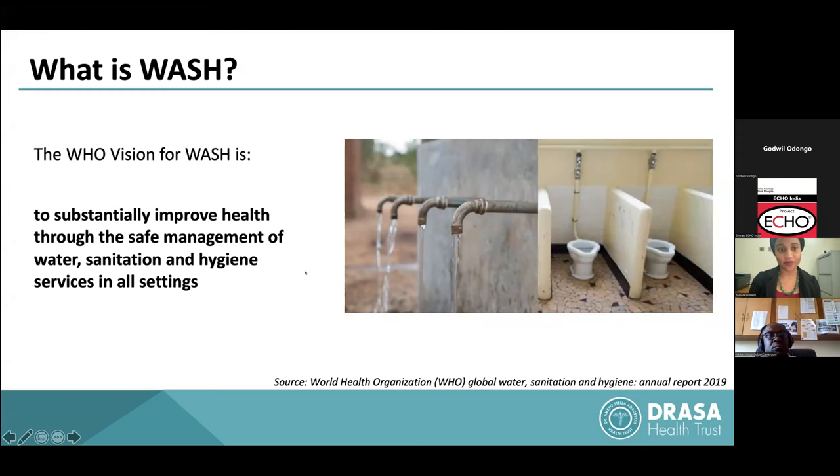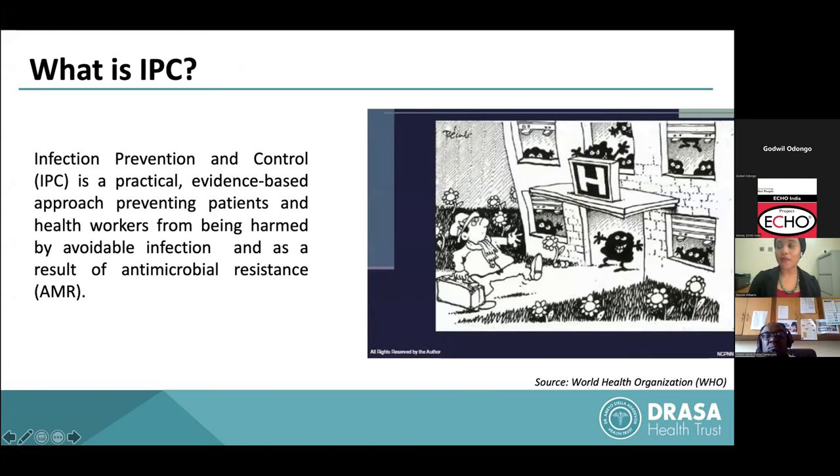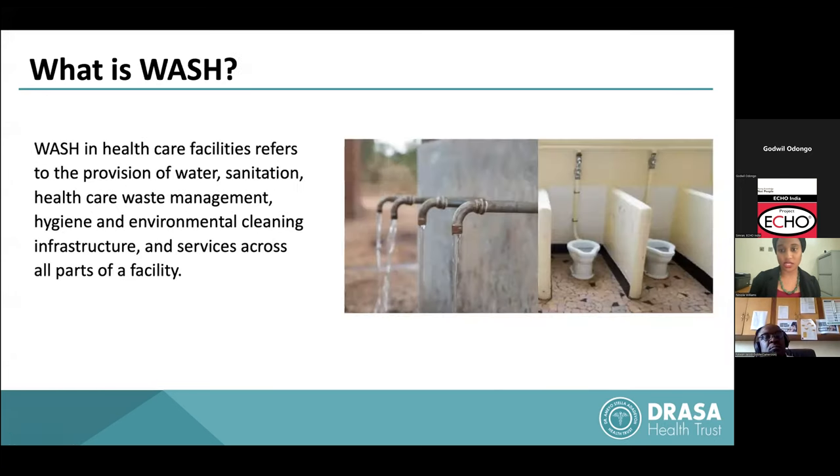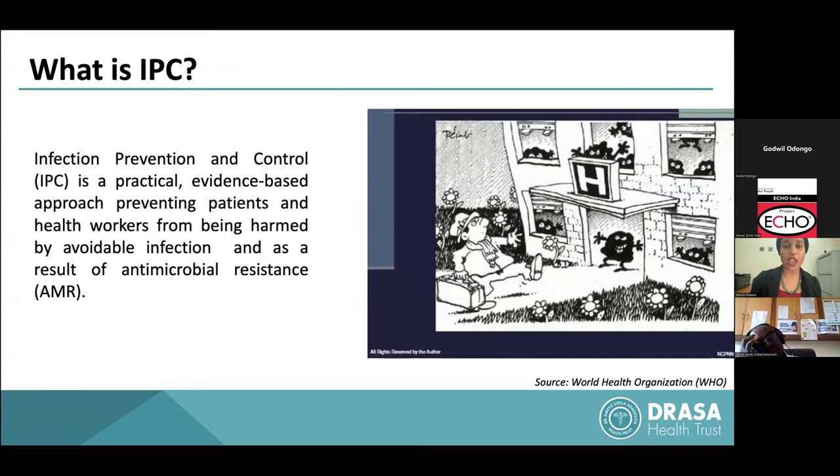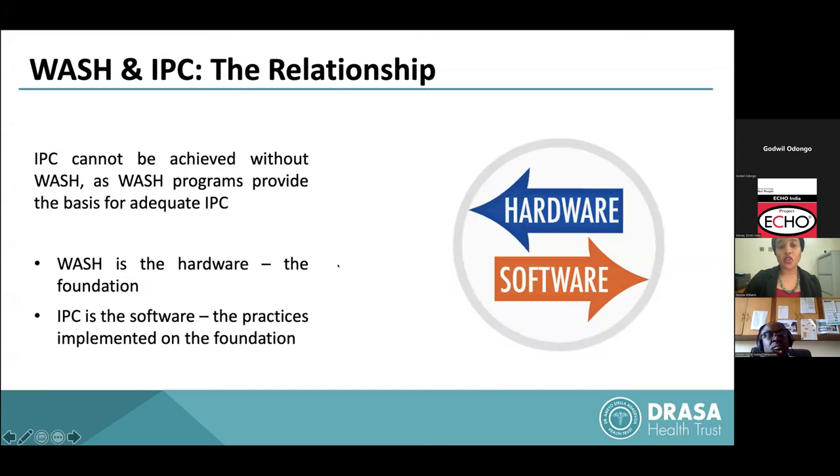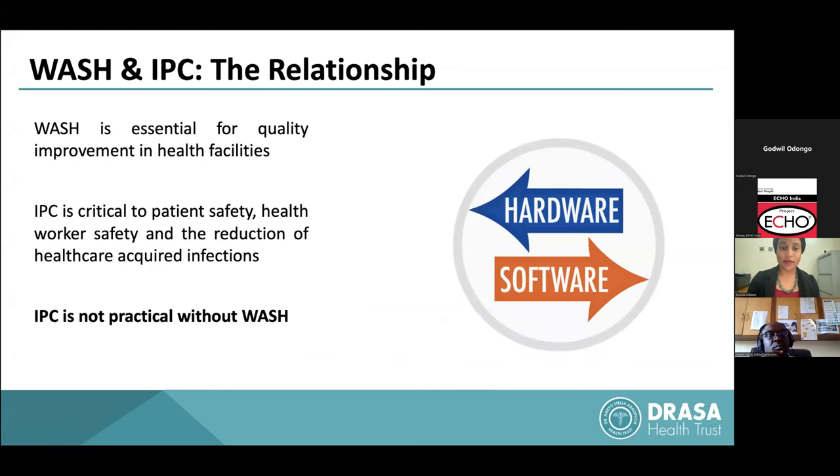The vision for WASH from WHO is to substantially improve health by safely managing the items that comprise WASH, that's water, sanitation, and hygiene. But IPC, on the other hand, is a practical and evidence-based approach to preventing infection. IPC is a practice. It's not a physical infrastructure the way WASH is, right? IPC is the behaviors and the practices. It's the things we do. It's our activities and actions. It's a bit more soft. You can't really hold it in your hand. You can teach someone how to do IPC, but it's not something that you can physically put into a room. There's no physical item that represents IPC the way you can have a physical item that represents WASH. So that is the relationship between WASH and IPC.